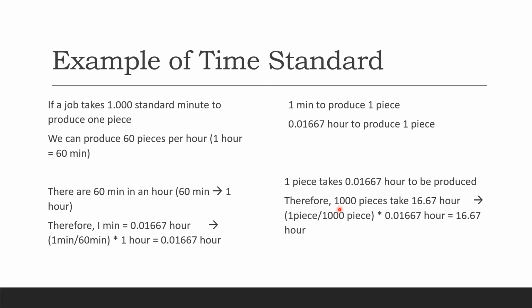Okay? If you want 100 pieces, it should take 1.667 hours. So 100 pieces, where the piece units cancel out, times 0.01667 hour, is going to give you 1.667.